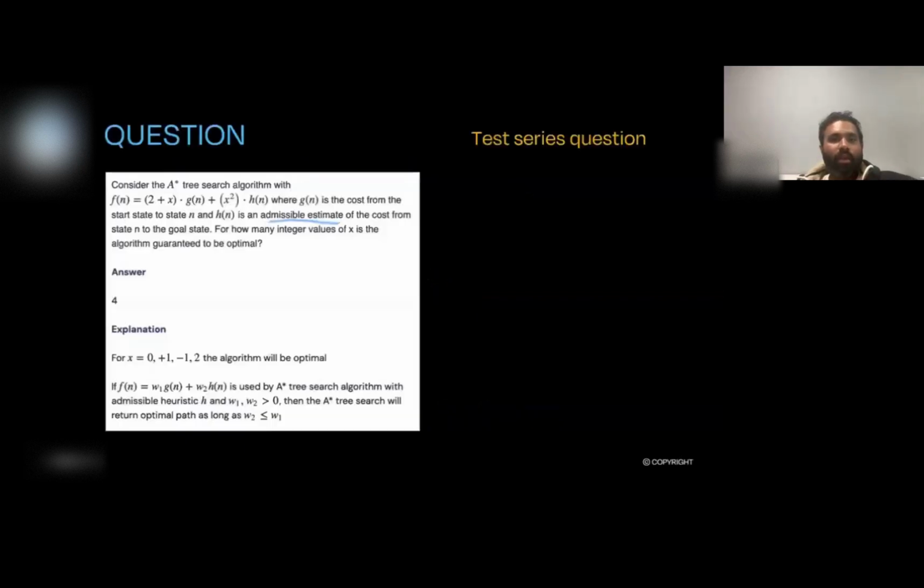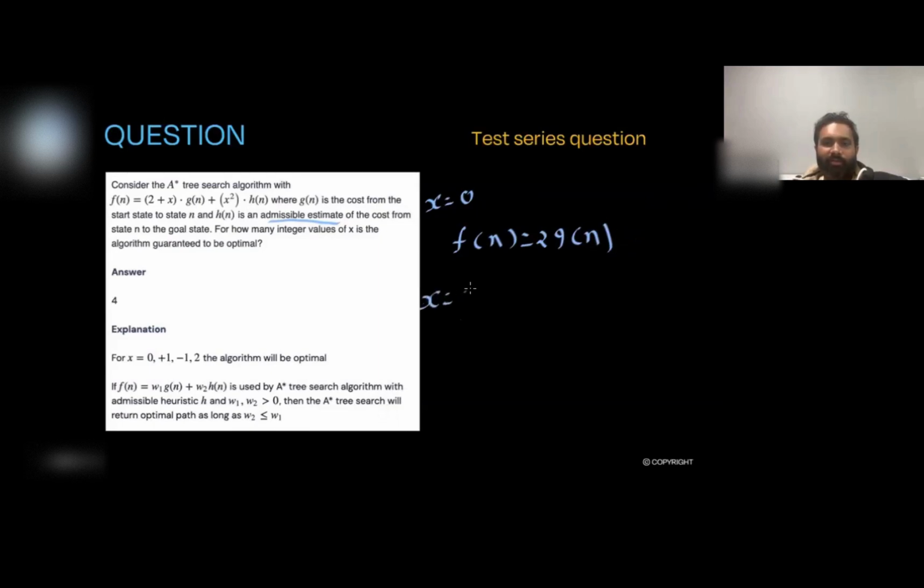So let's say this is 2 plus x Gn plus x squared Hn. Let's try to replace different possible values of x. If x is equal to 0, then what do you have as f? You will have 2 times Gn, since Hn will be 0, so there is nothing else. So will it give me the optimal path? It will give me the optimal path, right? Because this is nothing but a uniform cost search. So for x equal to 0, it will give me the optimal path.